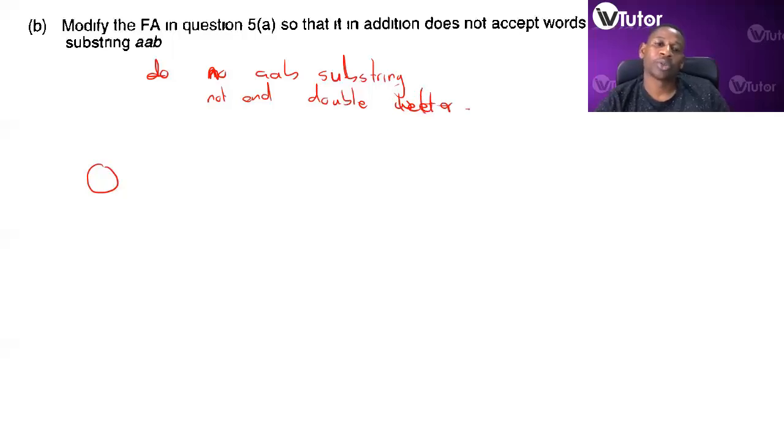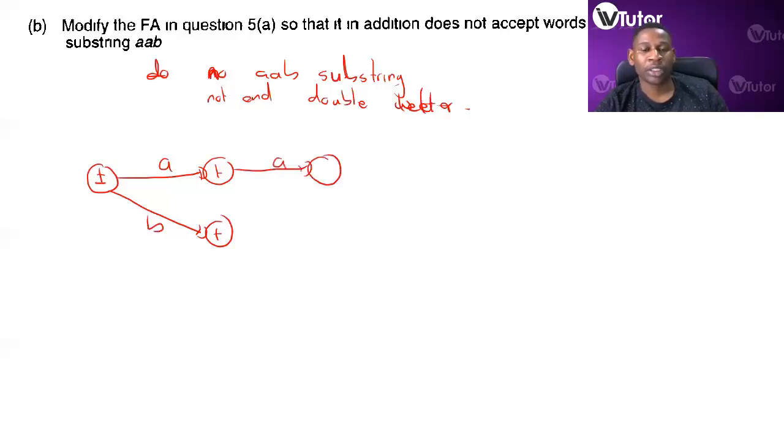All right. So if it does not end with a double letter and does not have an AAB substring, we're saying if you have an A, you can go to a final state. This is the initial and also a final state. This is also B, which is a final state. If you have an A and you have another A, you go to a non-final state. If at this point you go to a B, you go to a looping state.